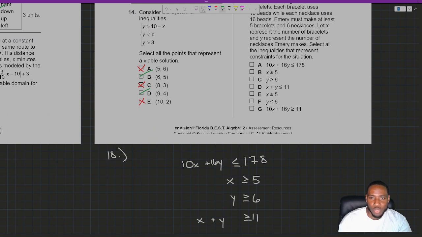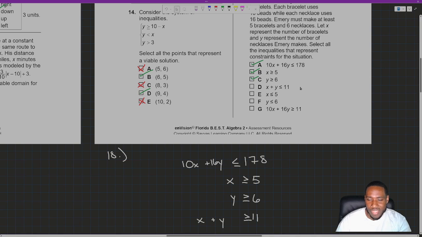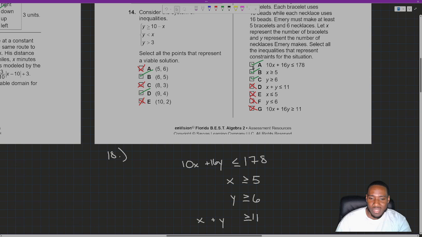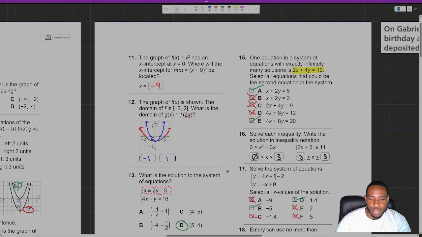Now, we see a match for what we wrote in A, B, C. D is problematic because the sign is going the wrong way. It says that we can have less than 11, which isn't true based on what we wrote. E and F have their signs going the wrong way. And the problem with G is it has the wrong total. So A, B, and C are our answers there. And we're done with our review sheet.